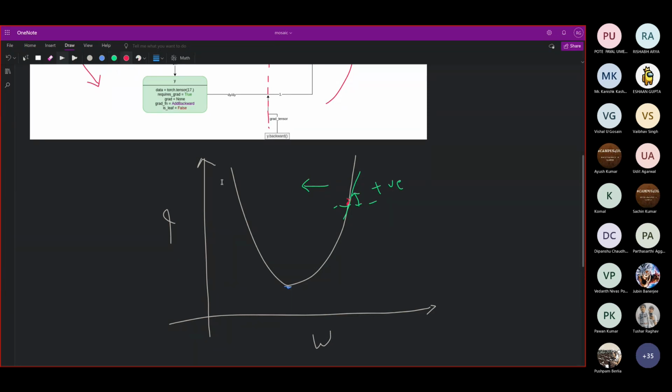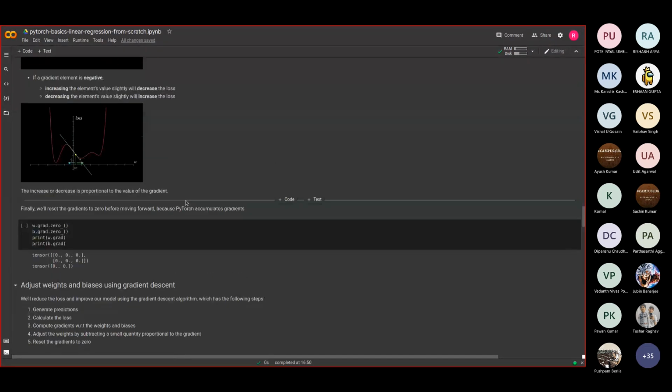And if we are over here and we calculate the gradient, it will be negative because the angle is in the clockwise direction. If the gradient is negative, you have to move in the positive direction. We have to move towards the right. So whatever the gradient is, you have to just move in the opposite direction with the same magnitude. So just remember that.